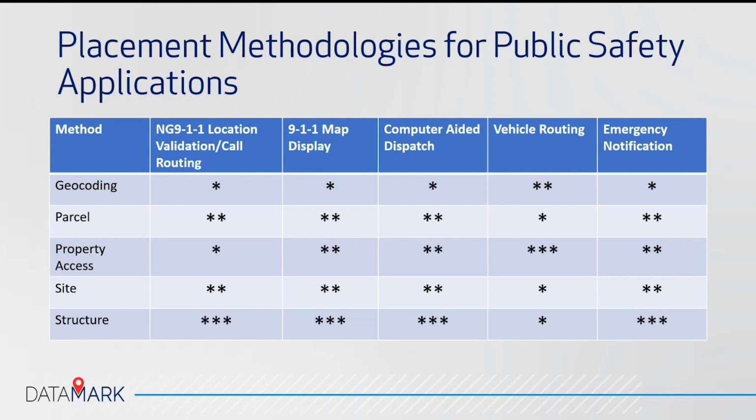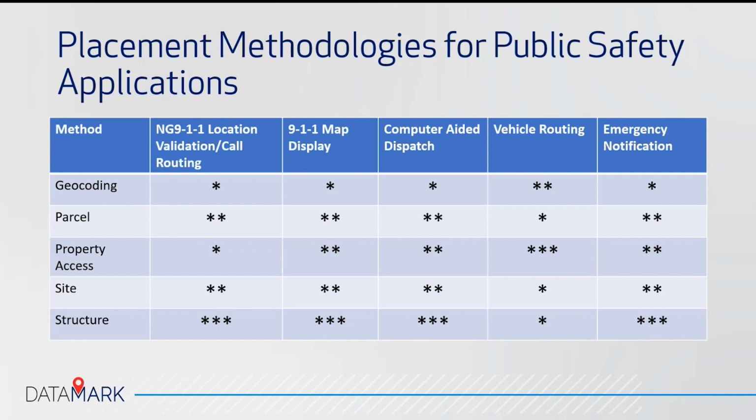Geocoding and property access for NG911 are least precise, and site and parcel are just okay. All right, structure placement is the best for NG911. For 911 map display, structure placement is also the best. Okay, for CAD, structure placement is also the best. Again, precision. Vehicle routing, structure placement is not the best.